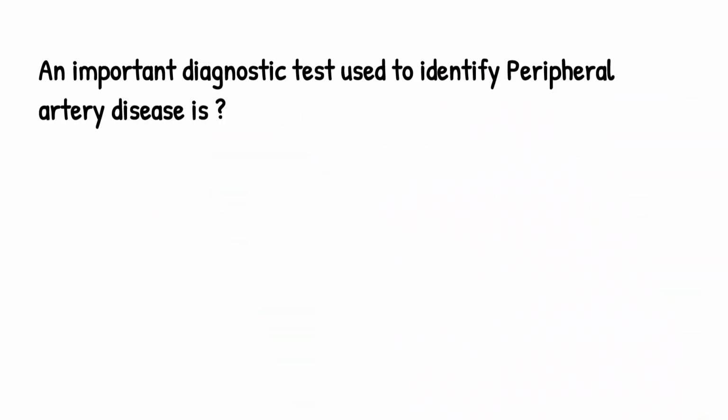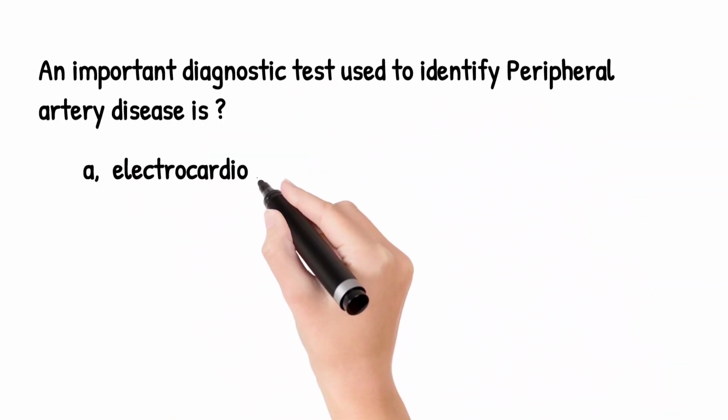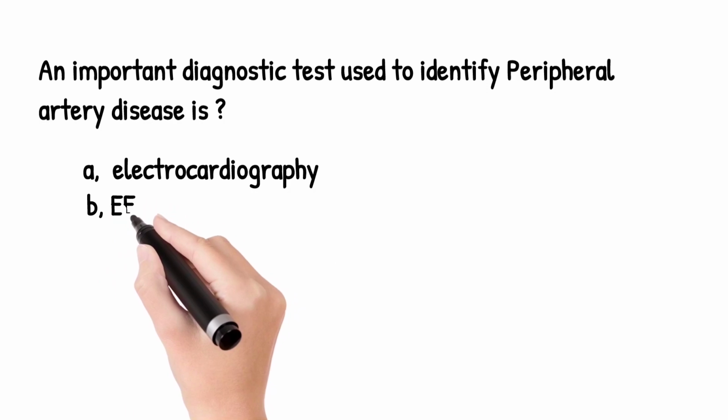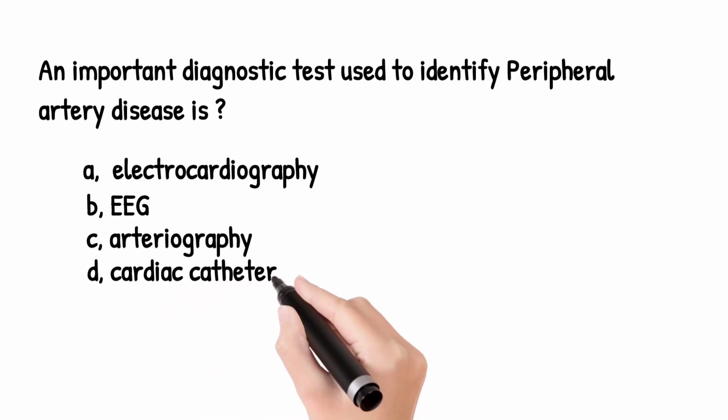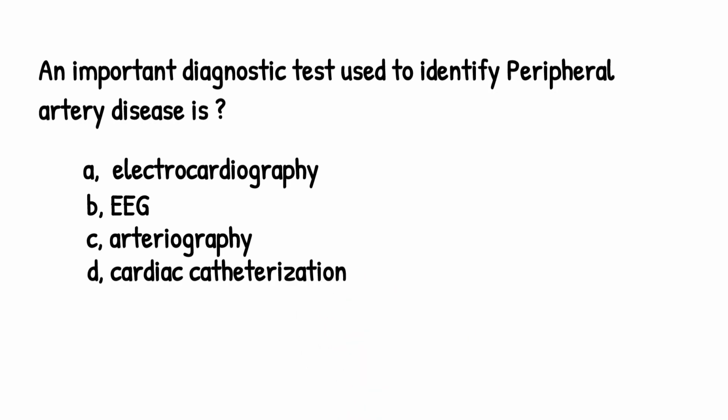An important diagnostic test used to identify peripheral artery disease is option A electrocardiography, option B EEG, option C arteriography, option D cardiac catheterization. The answer is option C arteriography.